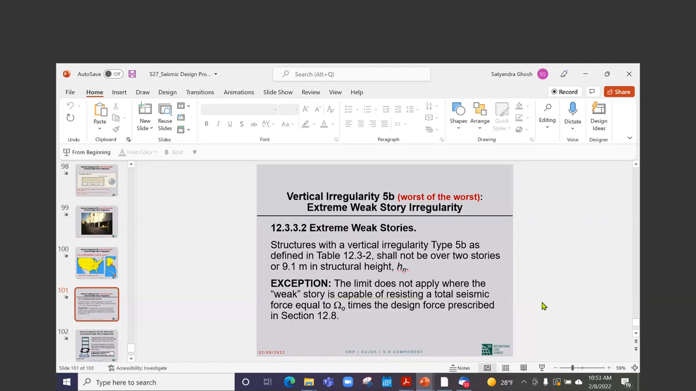Okay, Dr. Ghosh. If we have columns supporting discontinued masonry walls, do we need these columns to be designed for the overstrength factor? Of course. It is not dependent on material. It is discontinued stiff elements. I never said concrete or masonry or wood or steel.